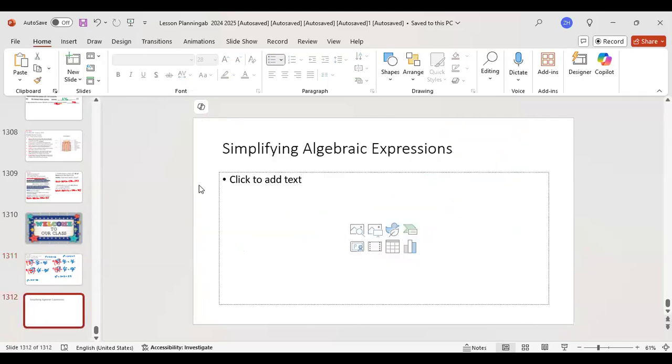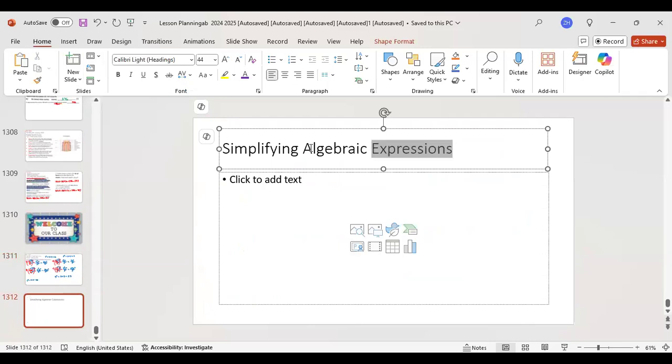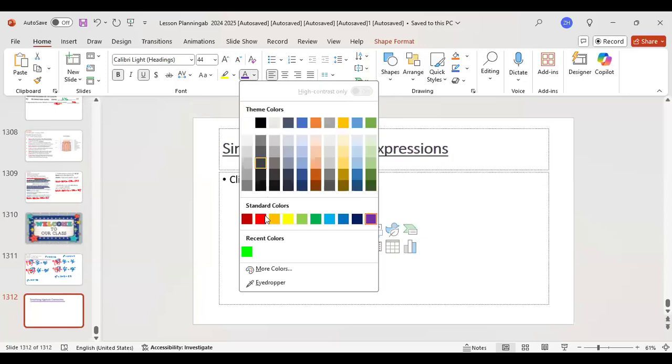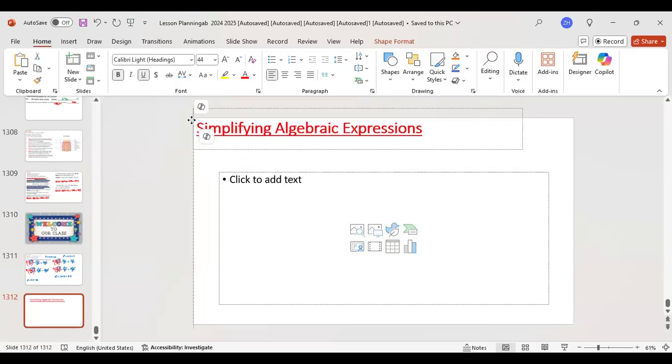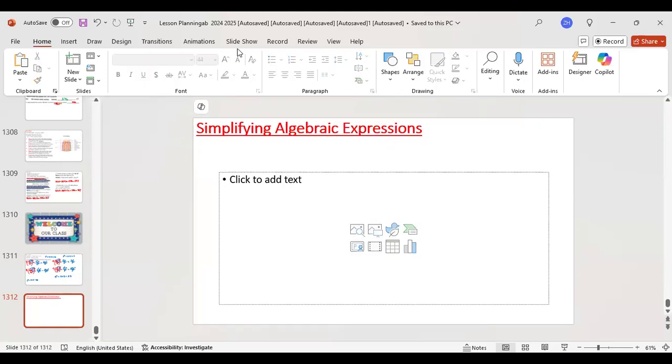Okay, good. So we're still under simplifying algebraic expressions. So we want to do the best that we can to simplify these. All right. So now that we know how to distribute those things, let's do a question like this.